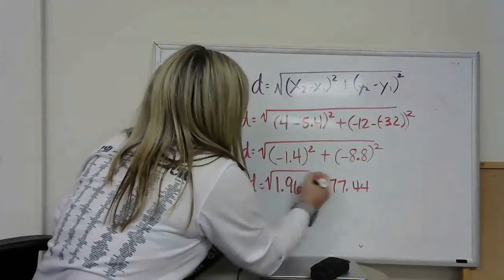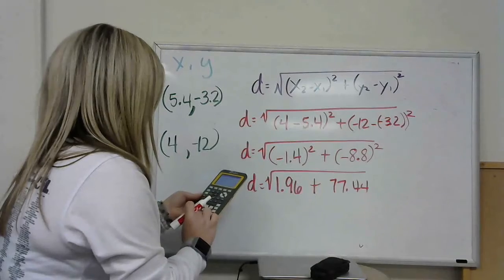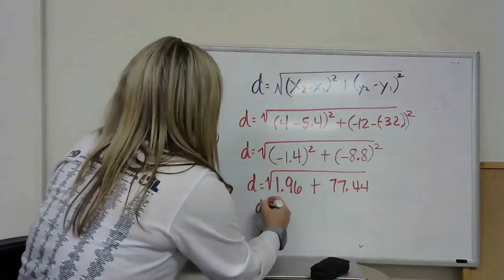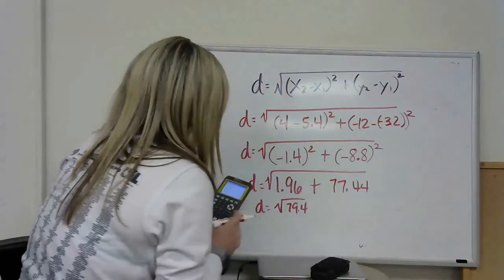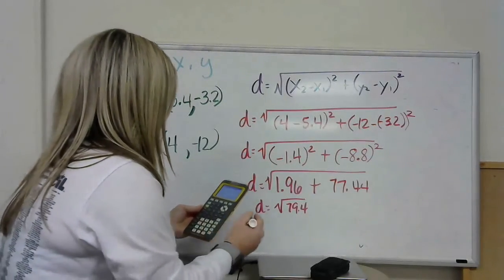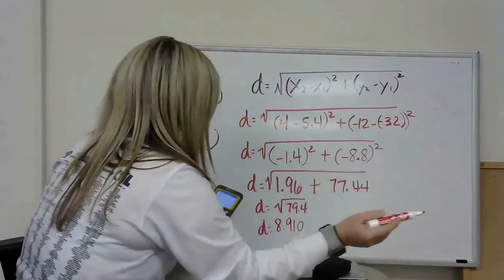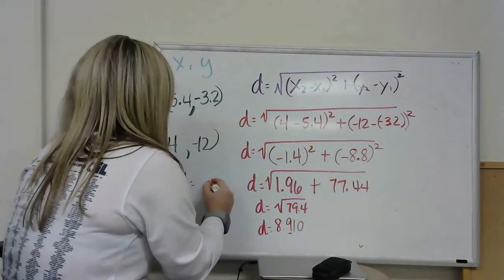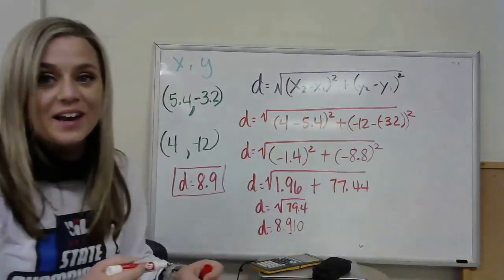All right, so now I got to combine them by adding 1.96. And you get the square root of 79.4. All right, so now I'm square rooting this, 79.4. And you're going to get D equals 8.910, blah, blah, blah. We're only going to go one decimal place, and the 1's not going to do anything to the 9, so it's going to be 8.9 would be the distance on the coordinate plane for this set of coordinates.